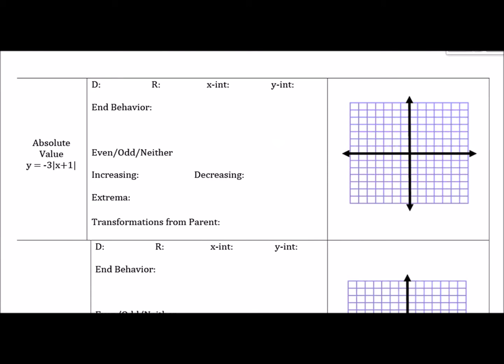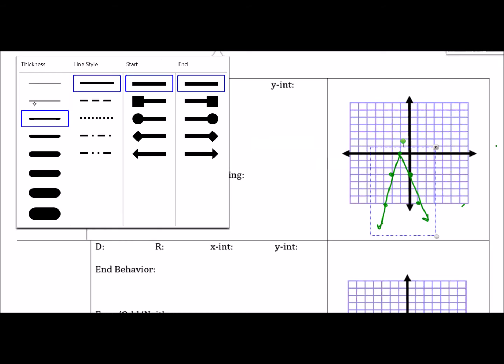Couple more. K absolute value, -3, absolute value, x plus 1. That one looks like this. And, all right, that's a pretty little graph. Okay, talking about domain and range. Need our little line in here, right?